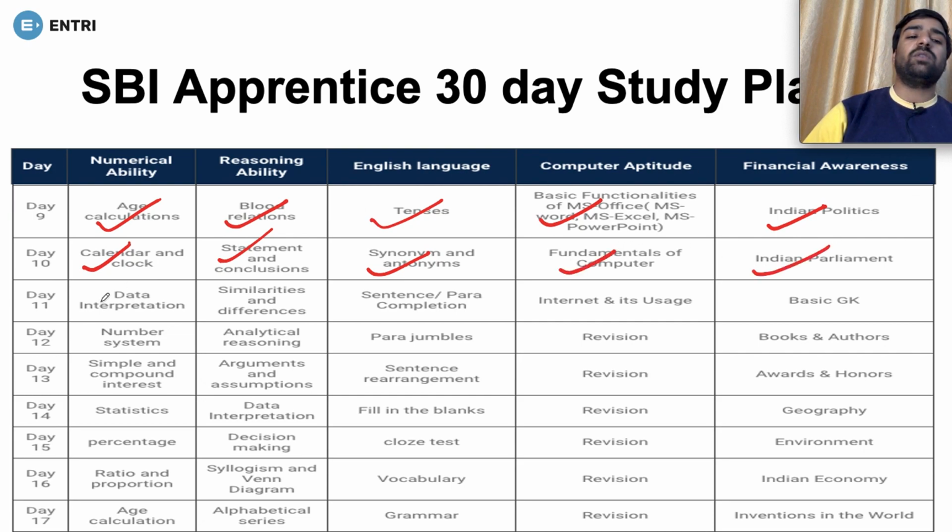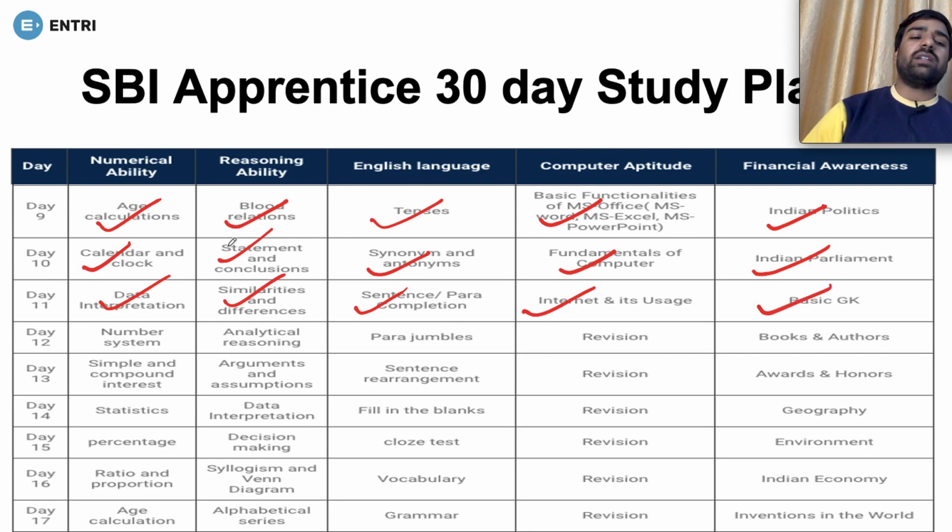On day 11, you will be going with DI, that is data interpretation. From the reasoning section, you will be going with similarities and differences. From English, you can go with sentence and para completion. From the computer part, go with internet and its usage. From financial awareness, you can go with basic GK.